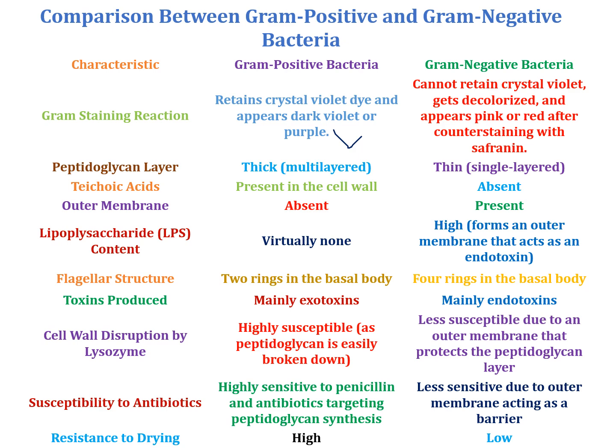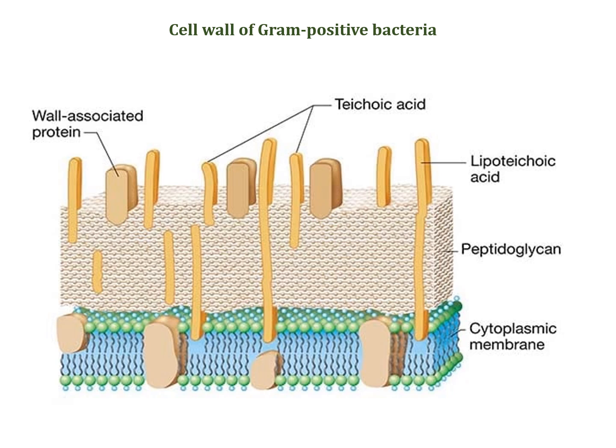Now, susceptibility to antibiotics. Highly sensitive to penicillin and antibiotics targeting peptidoglycan synthesis, and it is less sensitive here. Why? Because the outer membrane acts as a barrier. Resistance to drying is high here and low there. So this is on the cell wall of gram-positive bacteria. Difference between lipoteichoic acid and teichoic acid: teichoic acid is only on the surface or embedded slightly into peptidoglycan, while lipoteichoic acid extends from the cytoplasmic membrane through the peptidoglycan to the outer surface.